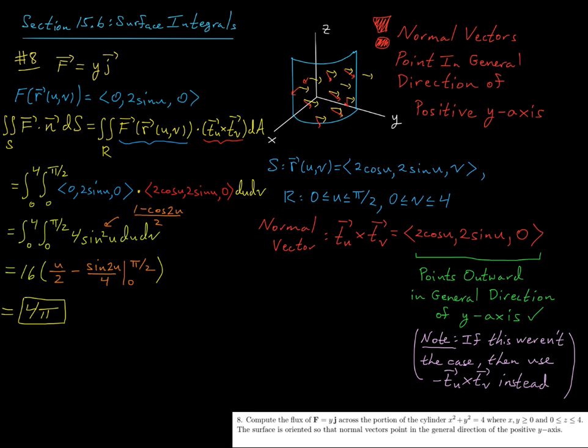Okay, and again, as I said at the beginning, we are observing positive flux because our vector field F here is pointing in the direction that's considered positive flow, right? Because of this choice of orientation where normal vectors point in the general direction of the positive y-axis.